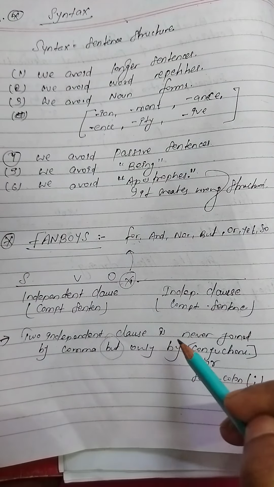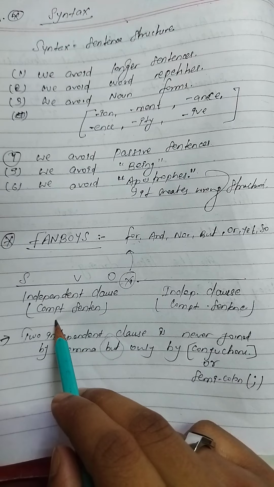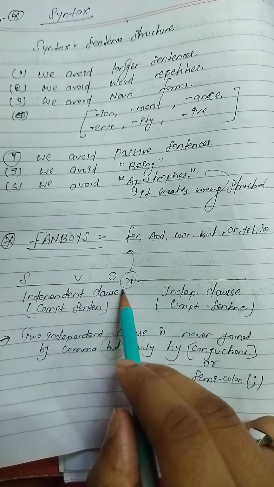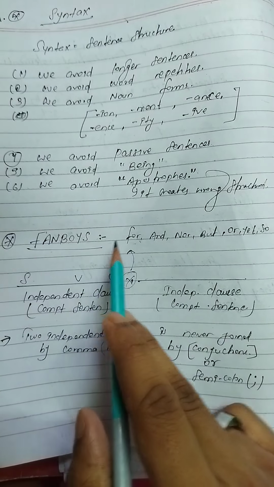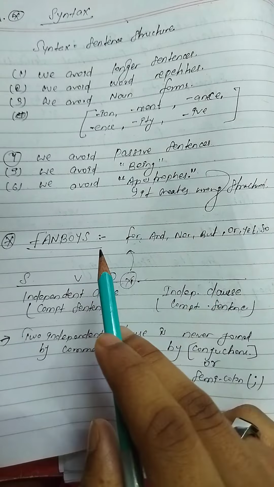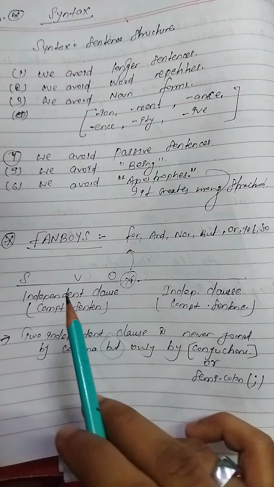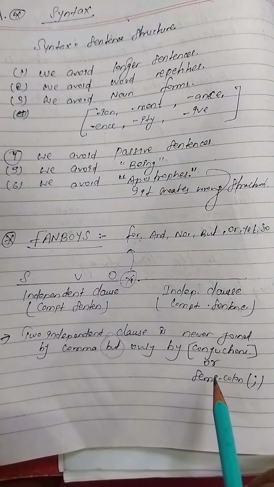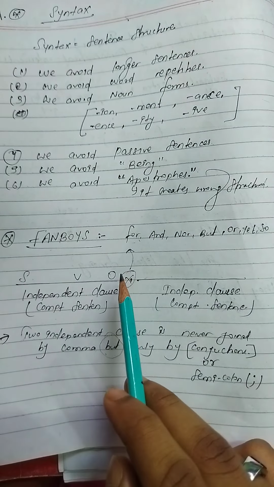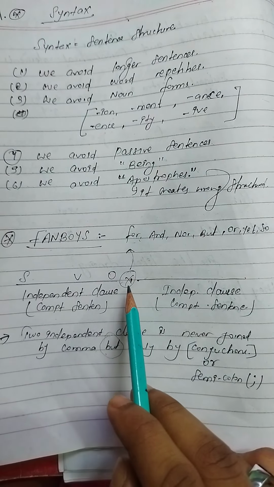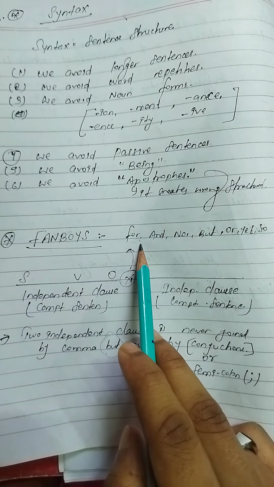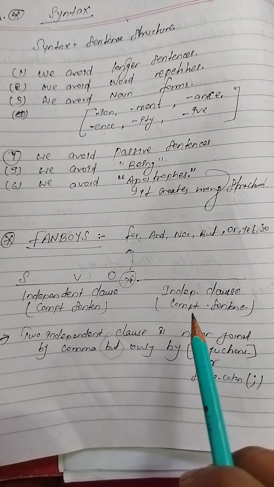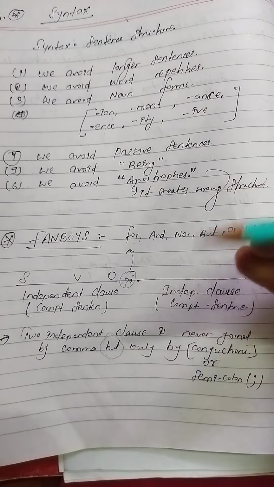Whenever there are two independent clauses, we have to note that two independent clauses are never joined by a comma only. We have to put a comma as well as a FANBOYS, any one of the FANBOYS. We can't join two independent clauses by using a comma only. We have to remember that point. They are joined only by a conjunction or a semicolon. Instead we have two options to join two independent clauses: either by comma and FANBOYS, or by using a semicolon. So these are the main concepts related to FANBOYS within sentence punctuation.